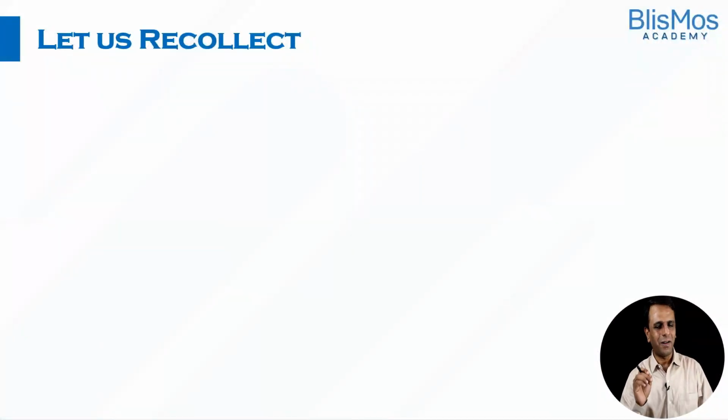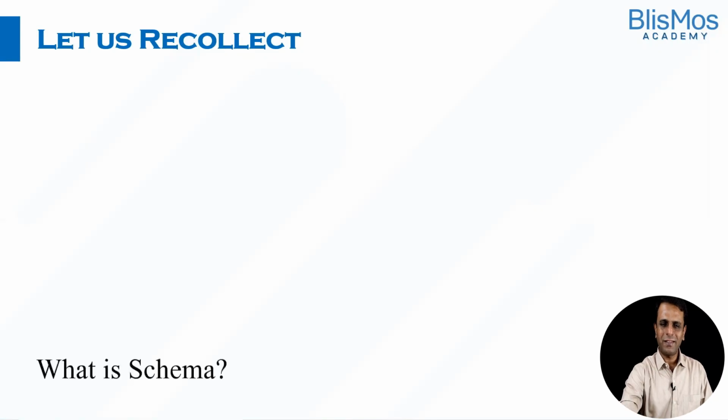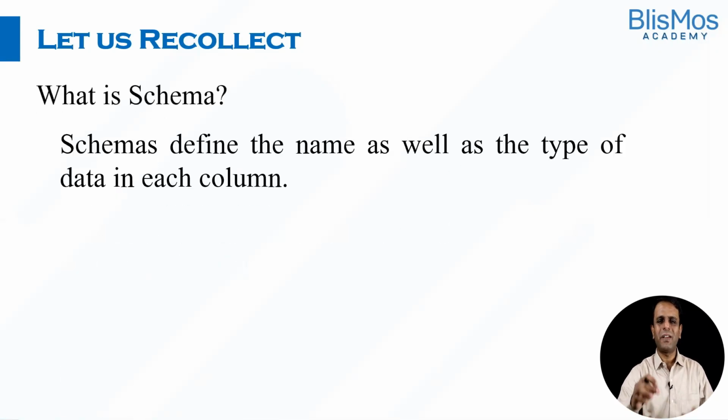Welcome back. In the previous lecture, we studied an overview of data frames and also datasets. That means structured APIs. As a part of this lecture, we'll try to understand what a schema is in the context of structured APIs. Do you guys remember what a schema is? Yes, of course, right? Schema is very simple. Schema defines the name as well as the type of each column.